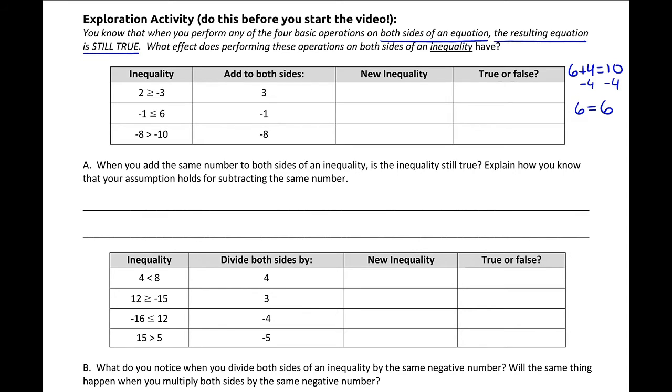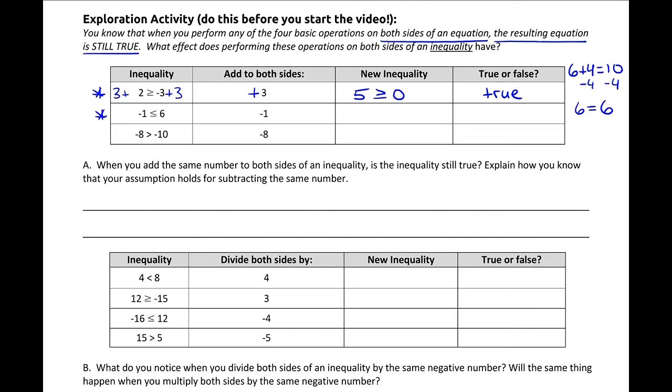Well, let's see what happens when we have inequalities. I have this inequality here: 2 is greater than or equal to negative 3. That is a true statement. And I want to add 3 to both sides of that inequality and see what happens. So I'll add 3 here and 3 here. Well, 3 plus 2 is 5, and that's going to be greater than or equal to negative 3 plus 3, which is 0. So that is still true.